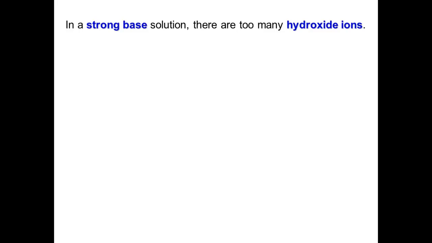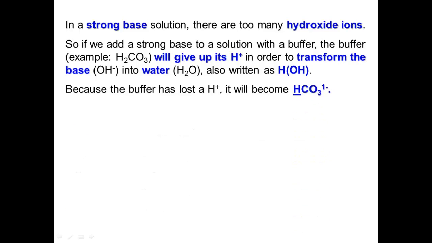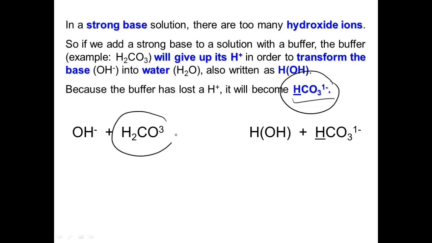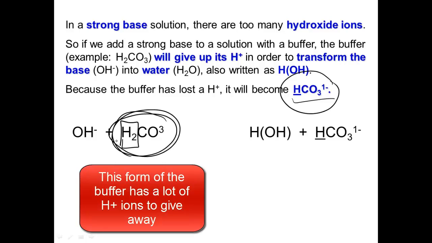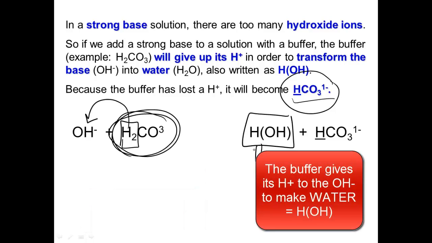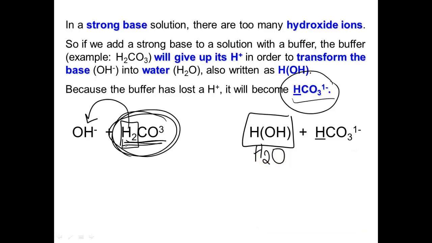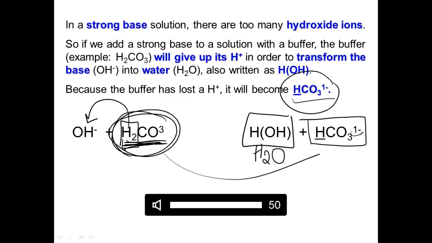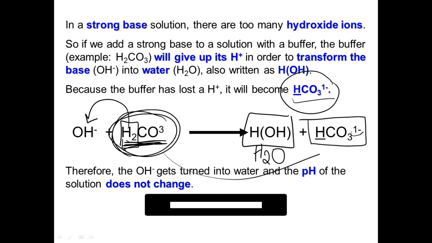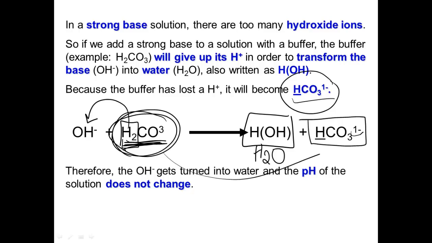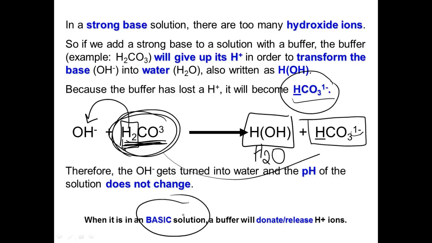Let's look at how that exactly happens. So if you have a strong base, too many hydroxide ions, the buffer is going to give away its hydrogen ions to that hydroxide ion. So let's look at this buffer, H2CO3. And you'll see that in this buffer, there's lots of hydrogen ions that the buffer can give away to the hydroxide, making water. HOH is just another way of writing water. What you're left with then, since it's given away a hydrogen ion, is HCO3 -1 this time, because it's given away one of its positive ions, it's become negative. So the OH gets turned into water, the base is neutralized, the pH doesn't change when it's in a buffered solution. So in a basic solution, what a buffer will do is it will give away as many hydrogen ions as it can to make sure that the pH does not change.